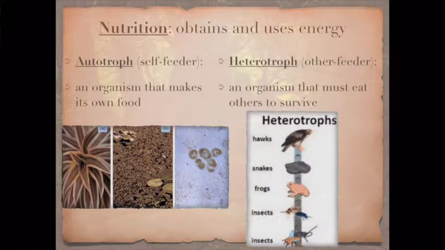Now, some critters are called autotrophs. Auto means self, troph means feeder. These are things like plants, like the orange, like the tomato, like the onion. They don't need to take in food from others. They simply use water, carbon dioxide, and nutrients from the soil.